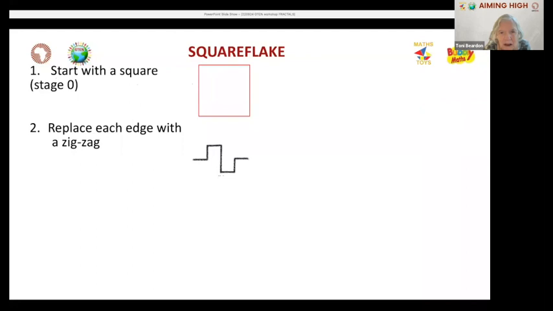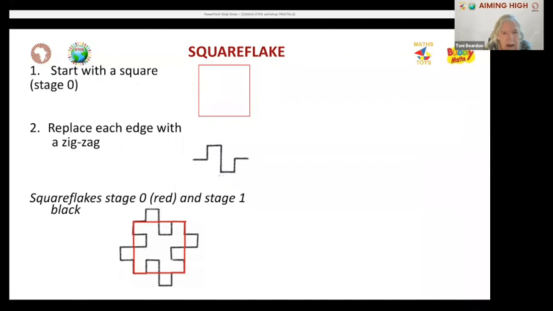And that's the zigzag. Okay, so you go along, out, and along, and back, and down, and in, and up, and along. So each edge is replaced with a zigzag. And here you'll see it with the stage naught in red and the stage one curve in black. That's been drawn by a computer, but it isn't difficult to draw on squared paper. However, it does get a little bit more difficult when you go on to the next stage.